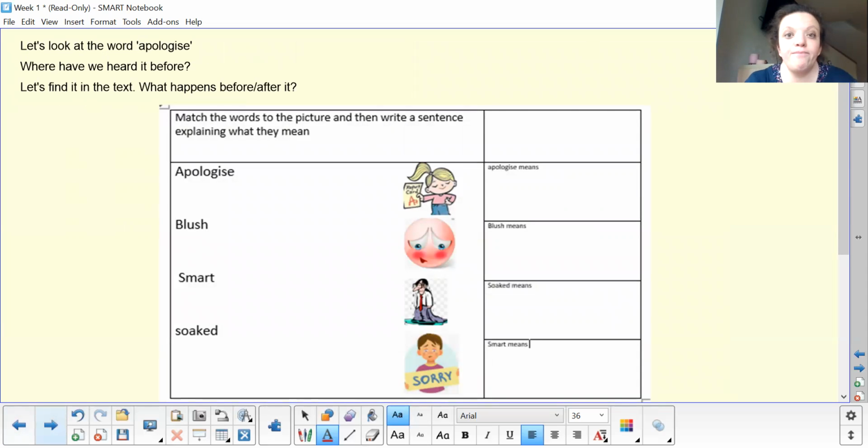When I say go, pause the screen, match the words to the pictures, and then write your definitions. Tell me what apologise means, blush means, soaked means, smart means. You can draw your own pictures of what apologise means, of what blush means, of what smart and soaked means, and then send them to us as well. So that'd be brilliant to see. Off you go, pause.